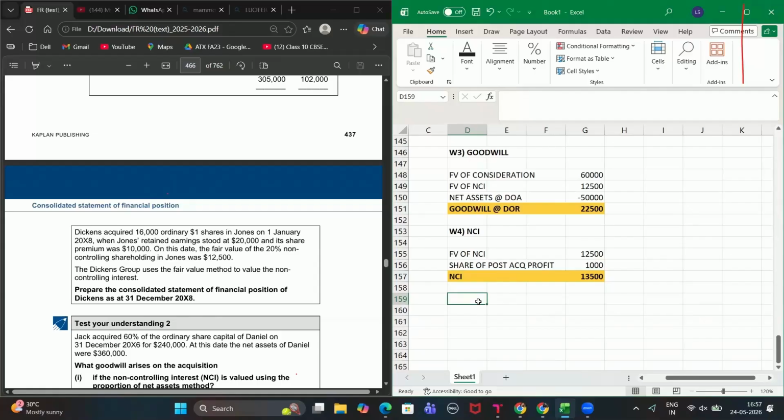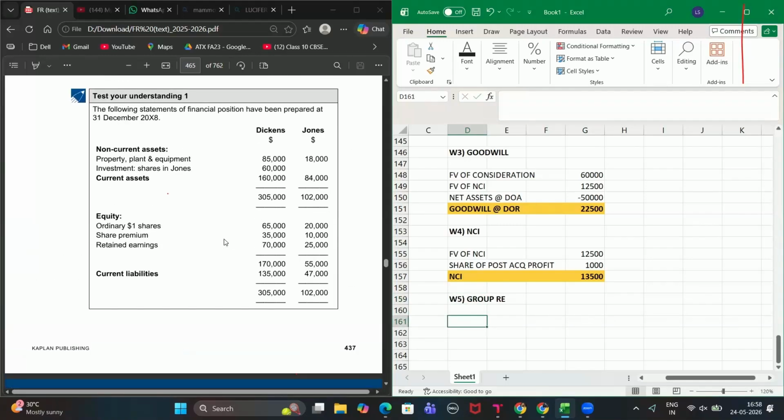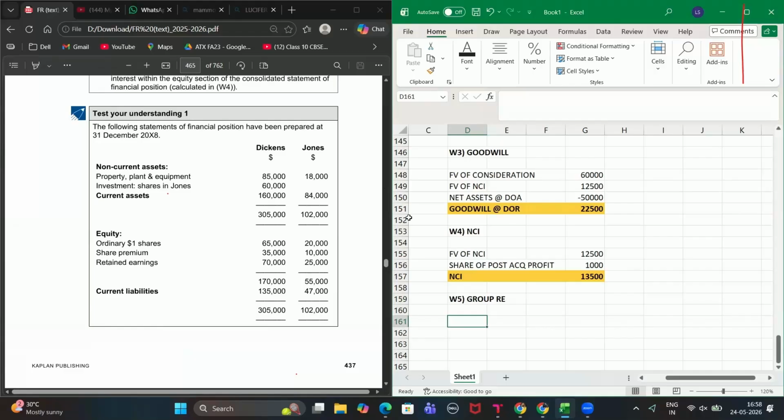Okay, fine. What about working five? What is working five? Group retained earnings. How do we calculate group retained earnings? What are the values that we need? Parent's retained earnings. What is the parent's retained earnings here? It is 70,000, right?